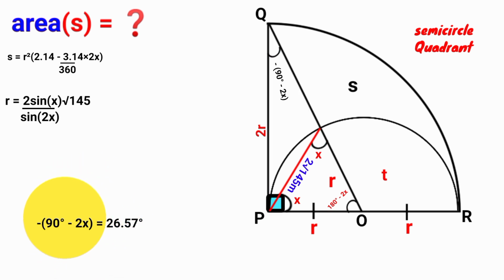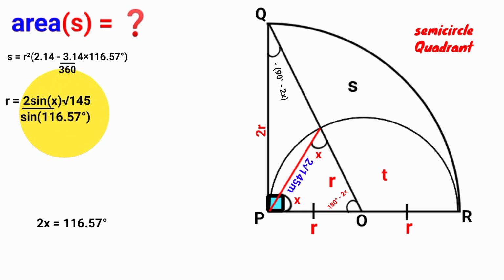Minus into bracket 90 degrees minus 2x is minus 90 degrees plus 2x. Take minus 90 degrees to the left, so 2x equal to 26.57 degrees plus 90 degrees. 26.57 degrees plus 90 degrees is 116.57 degrees. Come here, replace this 2x with 116.57 degrees. Also, here sine 2x, substitute the value of 2x, so it is sine 116.57 degrees.